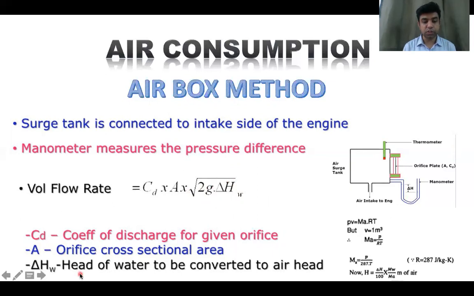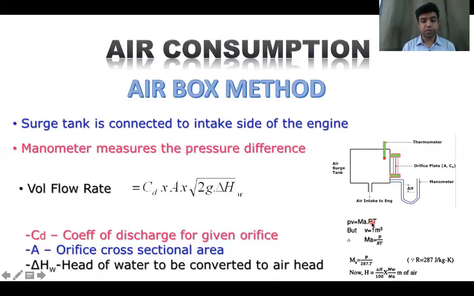See, here it is also written that the head of water is required to be converted into air head. In order to convert that water head into air head, we have this relation that H is equal to delta H by 100 into mass of water divided by mass of air. But how to find out this mass of air?